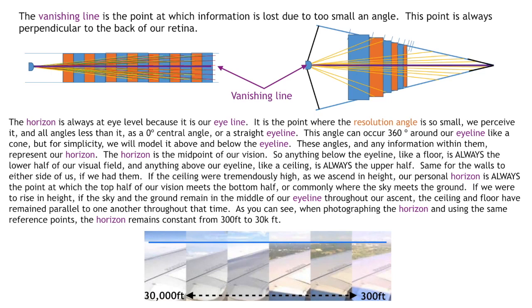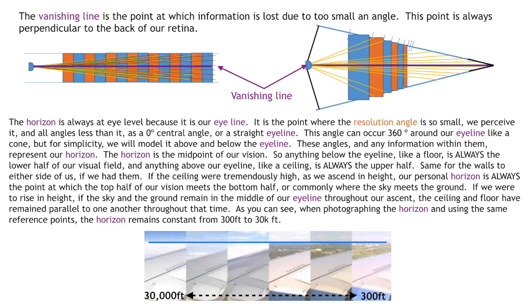This angle can occur 360 degrees around our eye line, like a cone, but for simplicity we will model it above and below the eye line. But again, you can look at it from the top down, from a 45-degree angle, from a 90-degree angle, from a 270-degree angle. It's still going to be the same angle. But for simplicity, we're going to be looking at it as if you're looking at it from the side of the head. So these angles and any information within them represent our horizon.